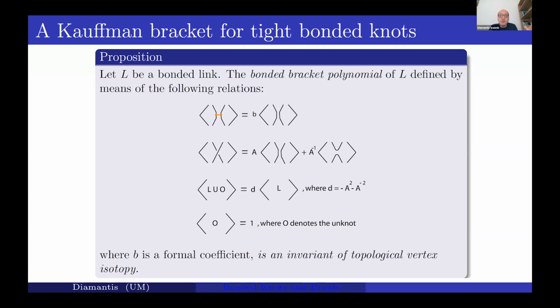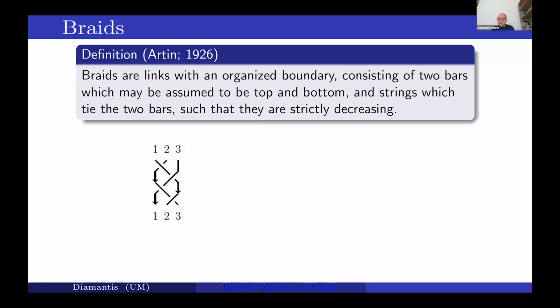if you have 2 or 3 bonds in different regions, behaving in a different way, this will not capture it. But it's just a way to show that we can actually generalize any invariant that we know into the category of bonded links in a simple way. All right, not the best possible way, maybe, but in a very simple way. And now we go to braids.